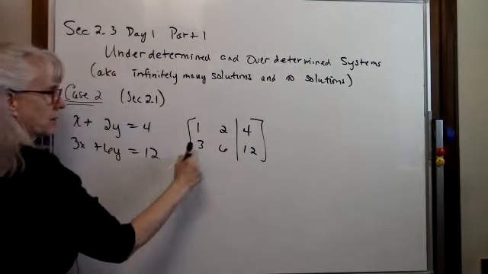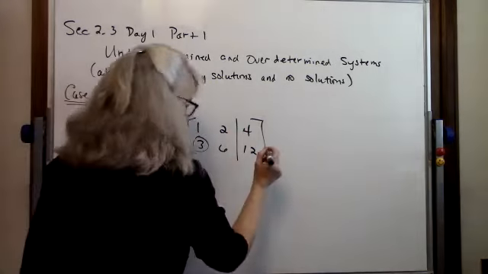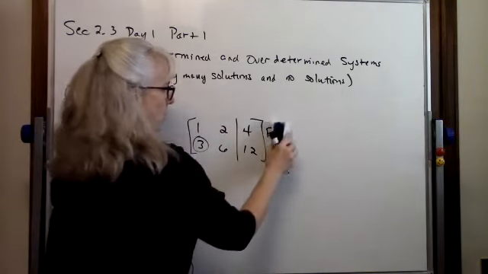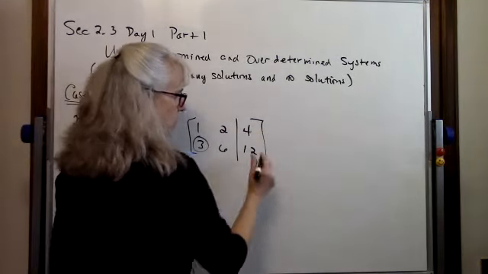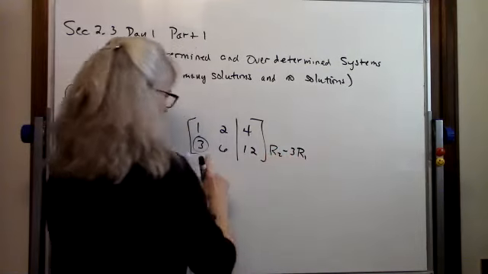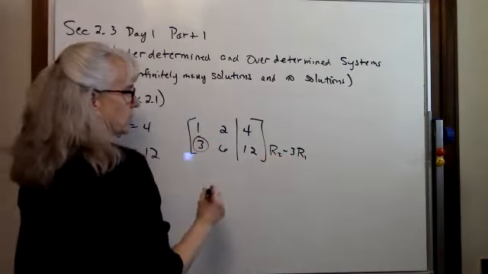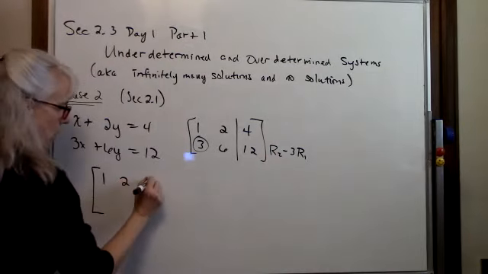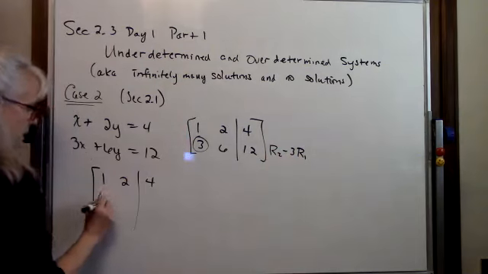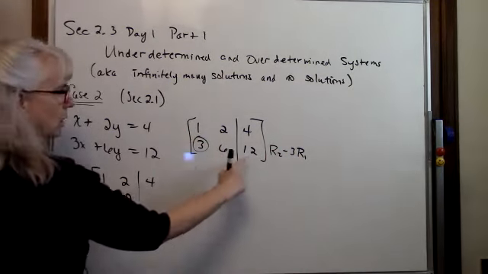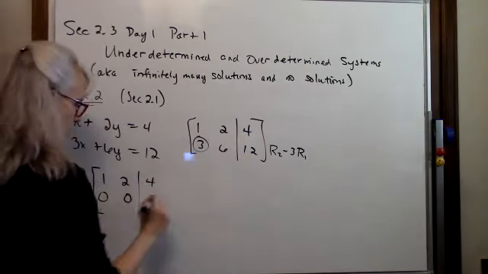We've got our 1. Let's go get our 0 where the 3 is. So we're going to take row 2 minus 3 times row 1. So 3 minus 3 is a 0. We're going to have 6 minus 6, which is 0. You're going to have 12 minus 12, which is 0.